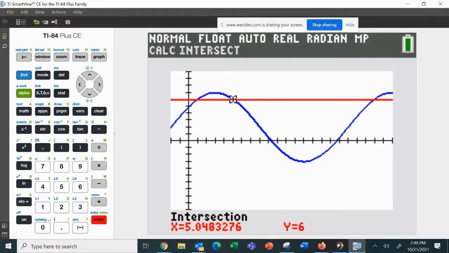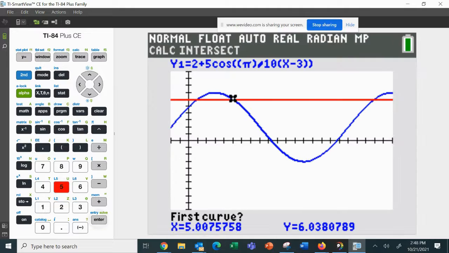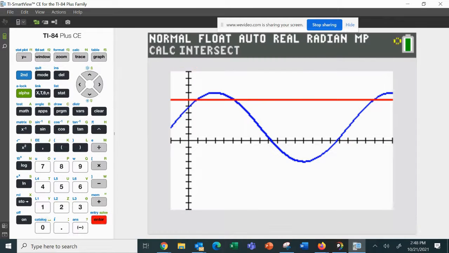And last one, second trace, intersect, enter, enter. That was somewhere around 20 or 21. And it will confirm that I did it correctly. So step C is just making sure that you are right. But step C won't be a thing on a test. It will be like, show me your work on the test. Okay? Any questions?